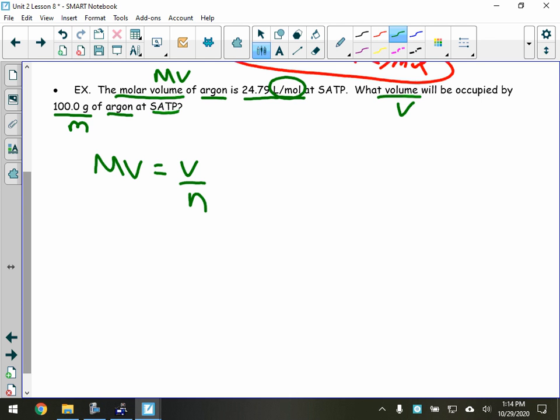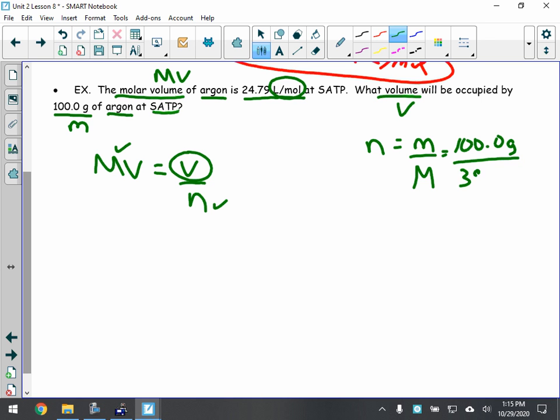Okay. Now, they're telling me the molar volume, so I actually have this, and I'm looking for this. I could probably find that, right? Because I know it's 100 grams. That's a mass. I know the molar mass of argon. So over here, I'd say, oh, I know this. I can find N, because it's 100 grams of argon, which is 39.95 grams per mole. Only one argon, right? Ar. And that works out to be, just so you know, about 2.50 moles.